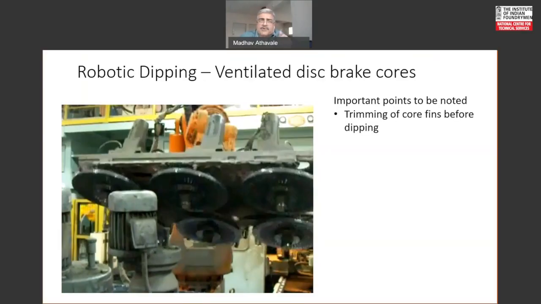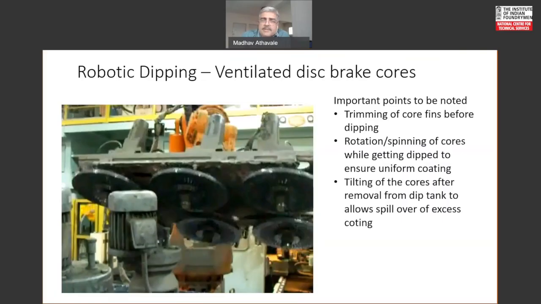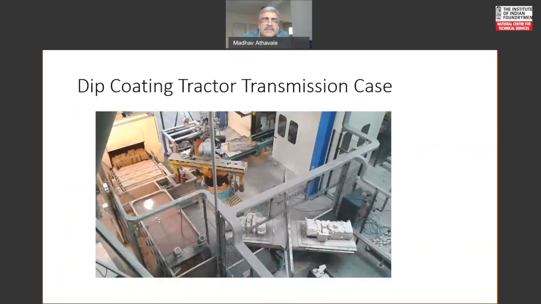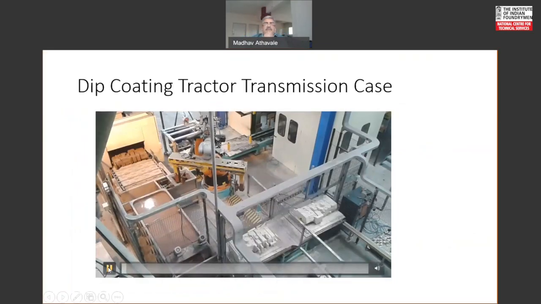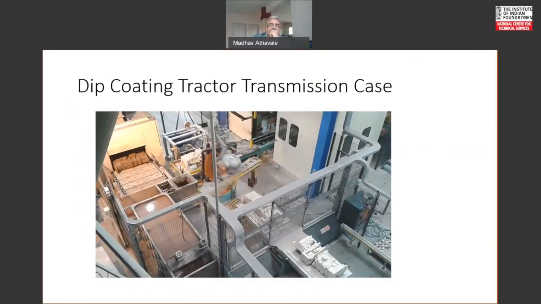So trimming of the cores, rotation and spinning of the cores while getting dipped, tilting of the cores after removal from the tank, as well as spinning once again. So that is what is required to ensure that there is a uniform coverage. Here is another video of dip coating of a tractor transmission case.